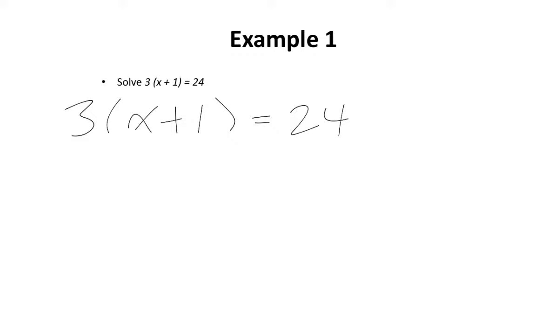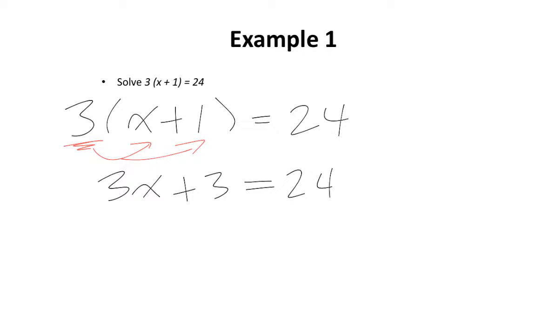Next, we want to simplify the left side of the equation and the right side of the equation. You'll notice that there is a number in front of brackets, which means we're going to be using the distributive property to distribute that number to everything within the brackets using multiplication. Therefore, 3 times x is 3x, and 3 multiplied by positive 1 is a positive 3, and the 24 on the right side of the equation stays exactly the same.